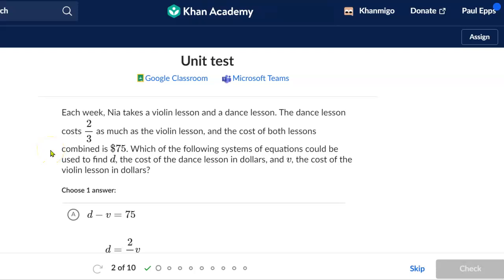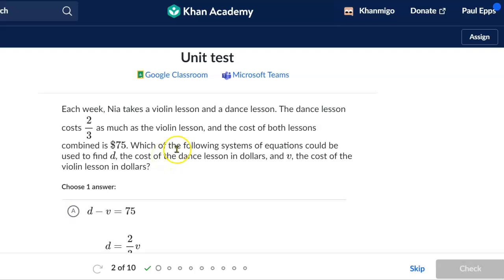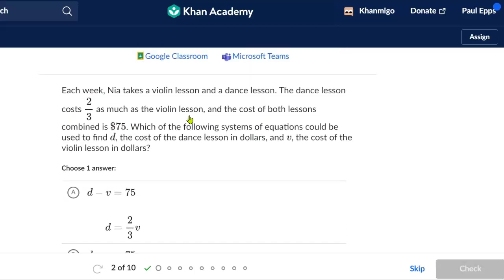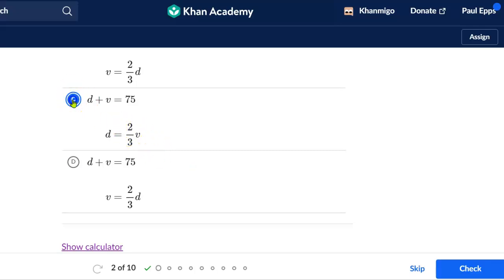Each week, Nia takes a violin lesson and a dance lesson. The dance lesson costs 2/3 as much as the violin lesson. The cost of both lessons combined is $75. Which of the following systems of equations could be used to find D, the cost of the dance lesson in dollars, and V, the cost of the violin lesson in dollars? Okay, so this D and V, D plus V equals 75. So that's dance plus violin. The total is 75, so it's got to be one of these two. And what did it say? The dance is 2/3 of the violin. So that is this one right here.